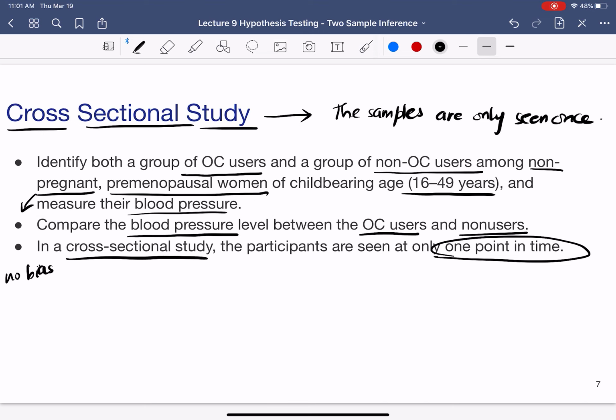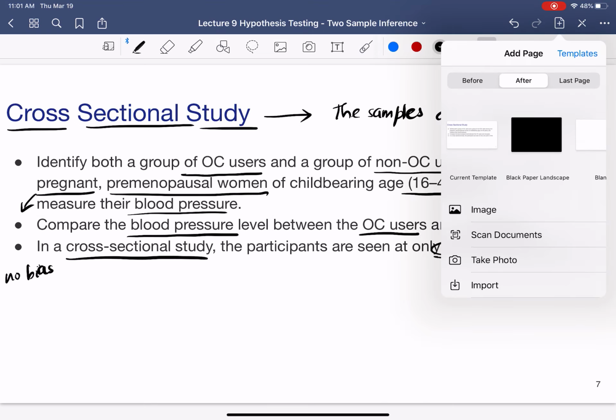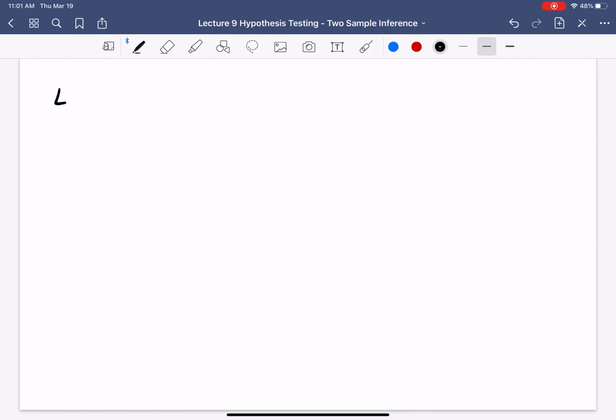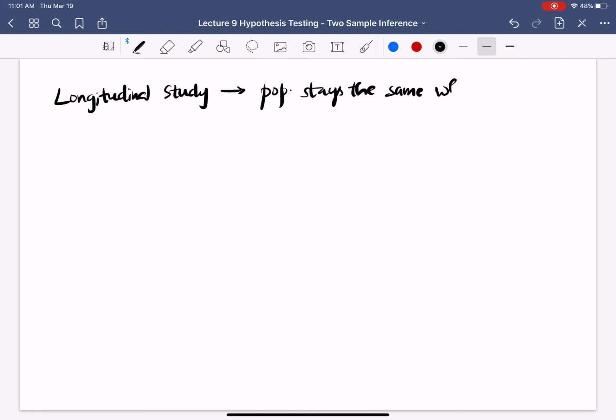So what differentiates these two? So in a longitudinal study, the population stays the same while the sample is followed to see if any changes occur.